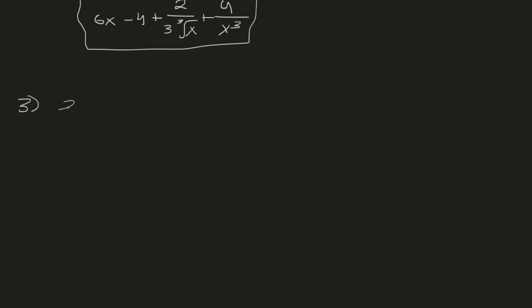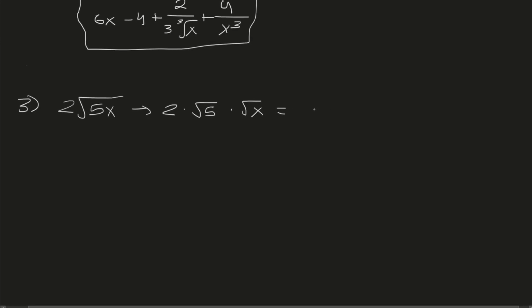Let's have 2 root 5x. Great. So again, let's convert it into a form that makes it obvious to use the power rule. So 2 times the square root of 5 times the square root of x equals 2 root 5 times x to the 1/2, because square root is basically raising something to the 1/2 power.